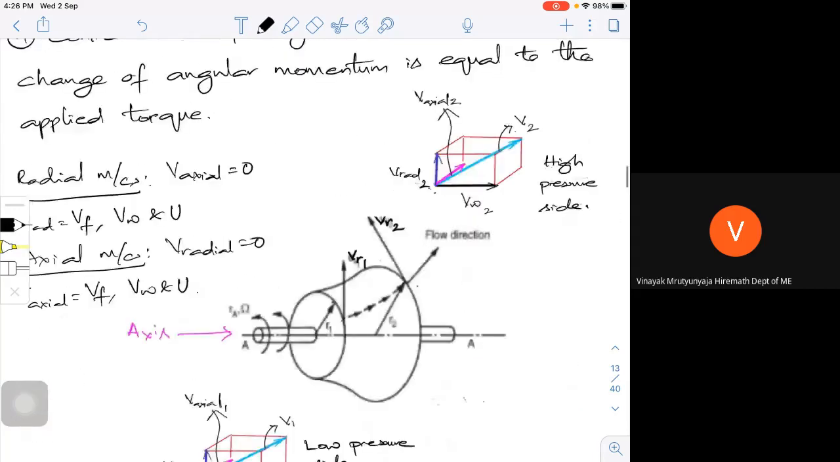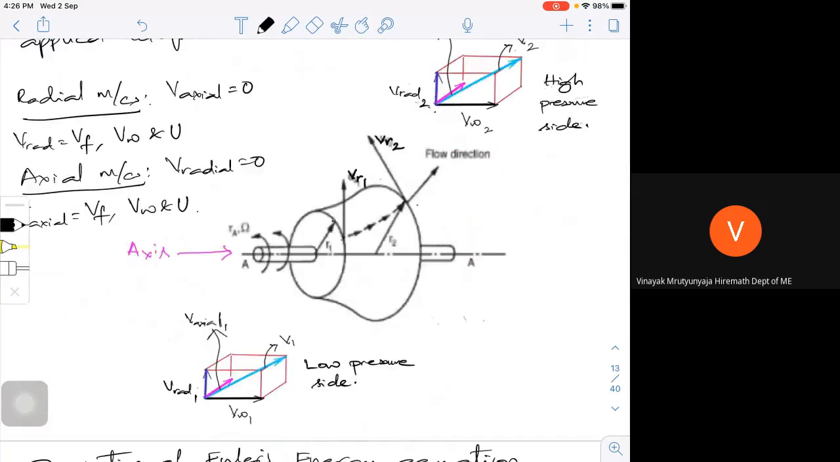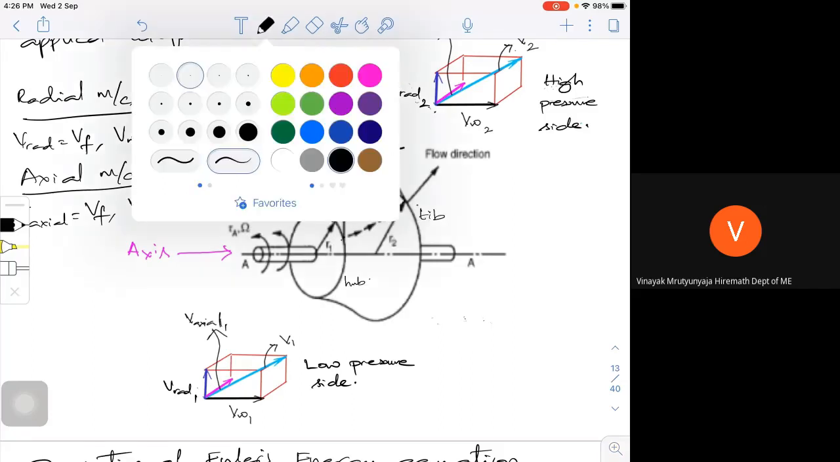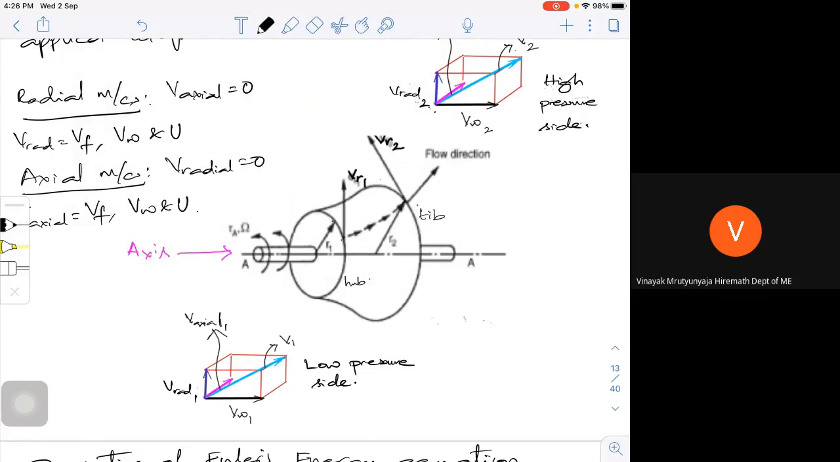You can just look at the simple sketch I have put for you to understand. I have a rotor with the hub inside. So this is R1, this is the hub, and the higher one is the tip. When we look at this, the fluid will flow from hub to tip. Let's assume it goes from hub to tip.